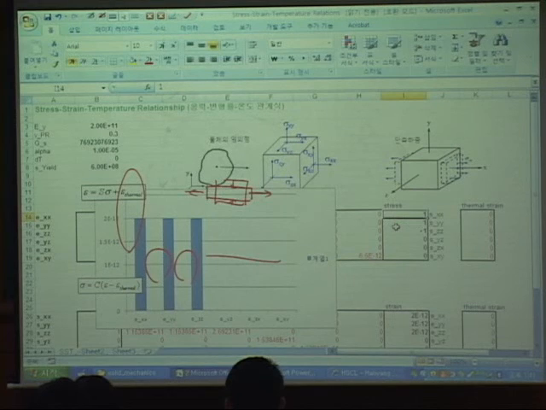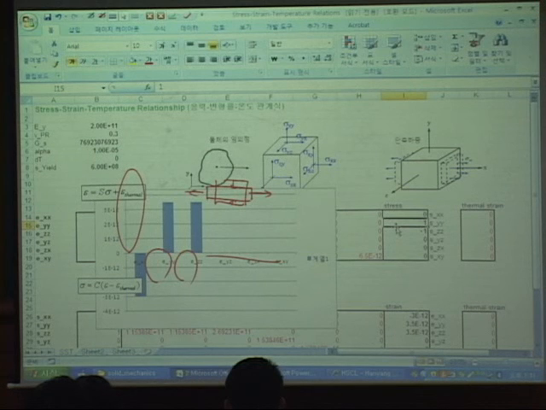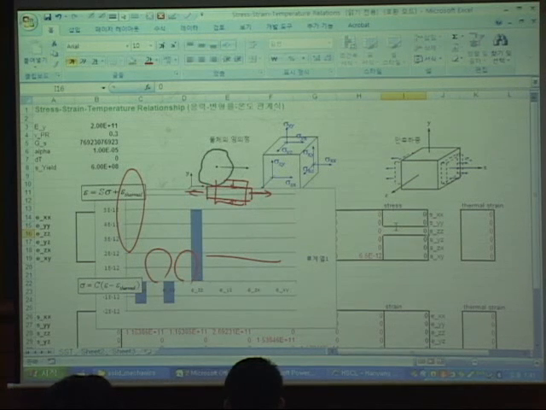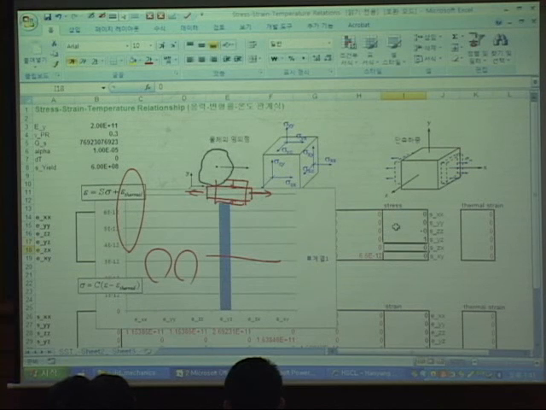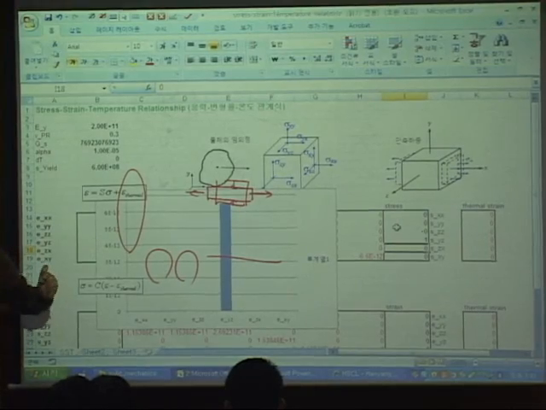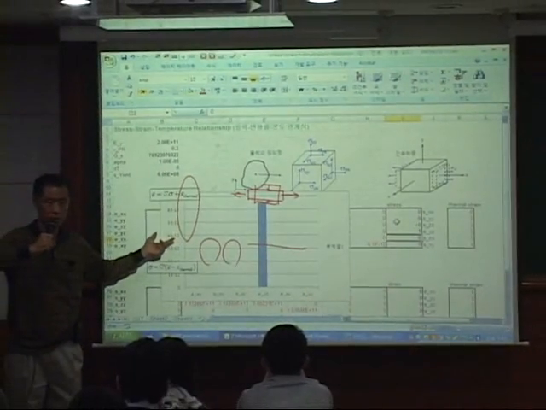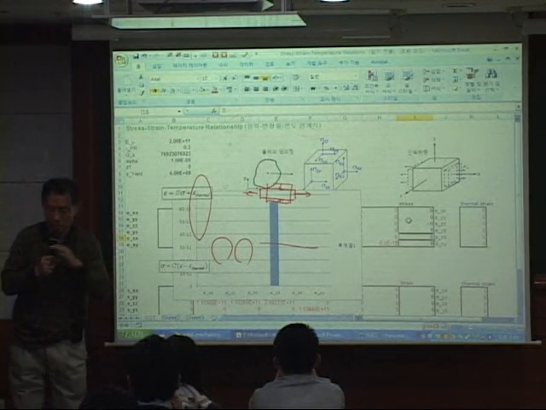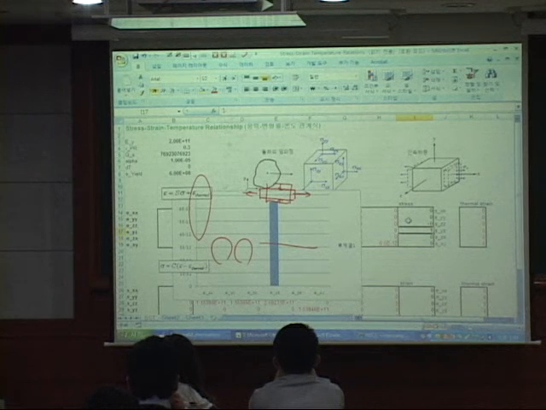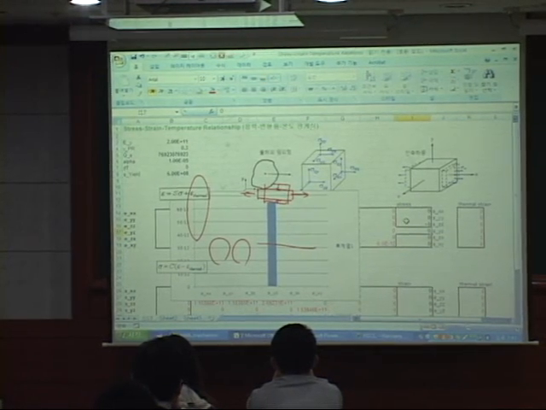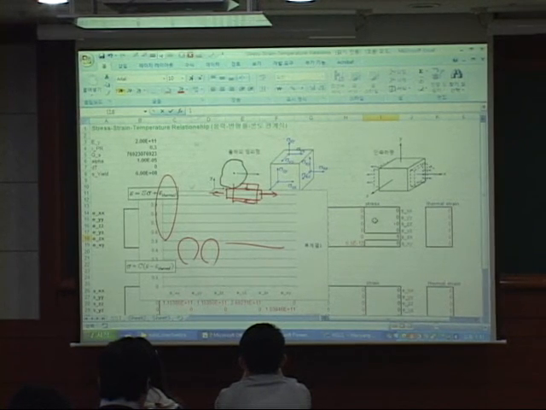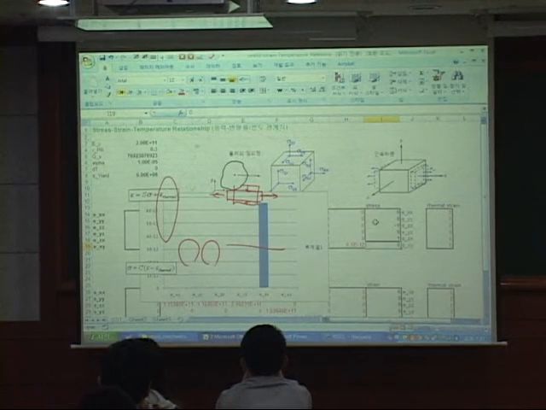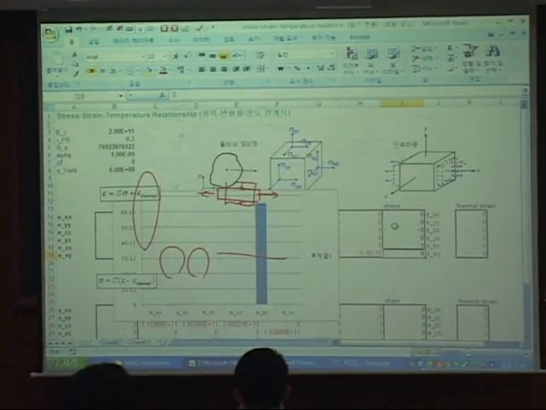Now, let's say you apply 0, 0, 0, 0, 0, and shear in one direction. And shear stress only causes that directional shear deformation. No coupling. Do you understand? Okay. And only shear stress is causing that directional shear strain.